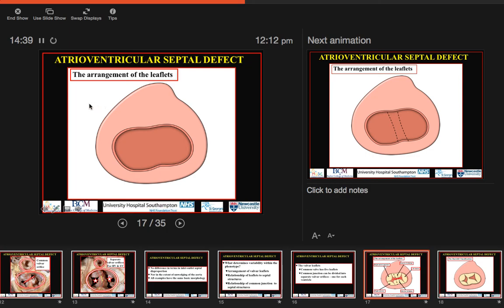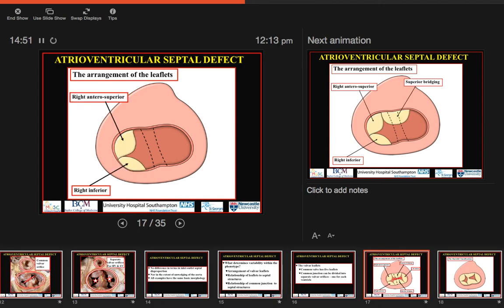This is the posterior surface. This is anterior. Then this is posterior. So let's put in the plane of the ventricular septum. And we know then that the common atrioventricular valve has two leaflets that are confined within the right ventricle, and they are located inferiorly and anterosuperiorly.